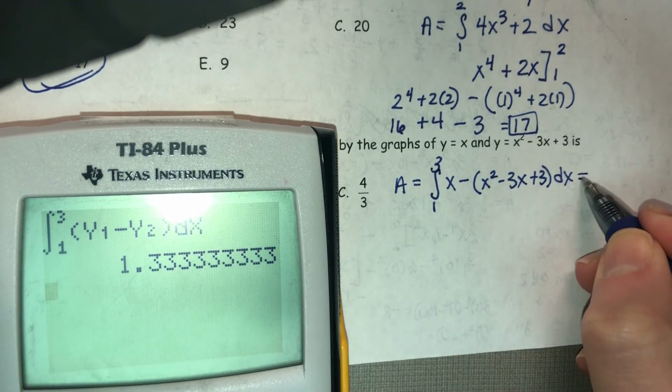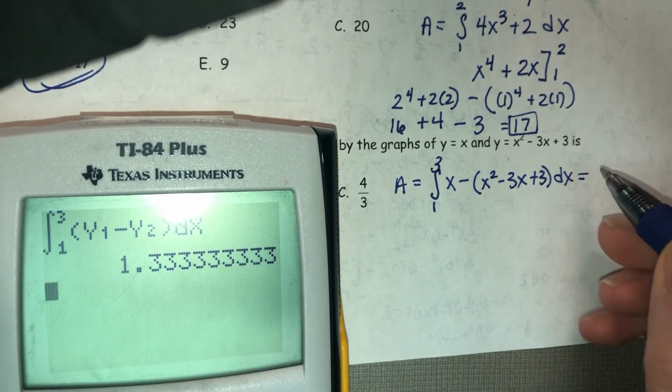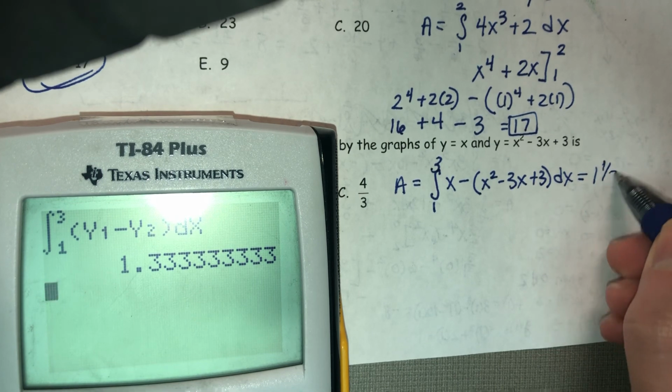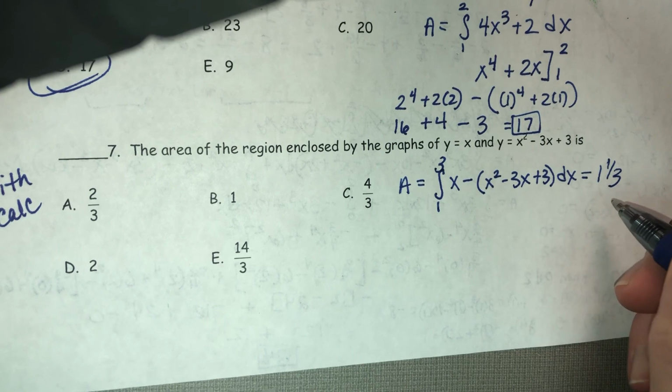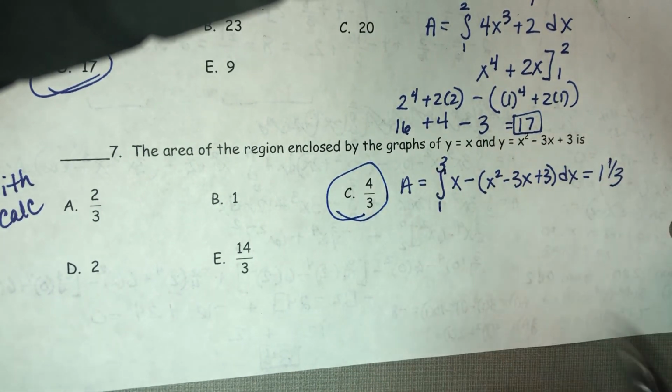So that gives me 1.3 repeating, which is 1 1/3. Which would be the same thing as 4/3, wouldn't it? Because 3/3 is 1. So 4/3 is the answer.